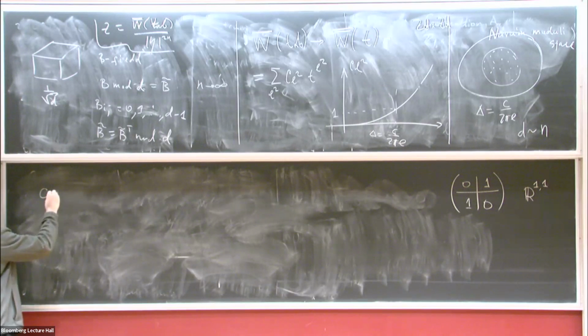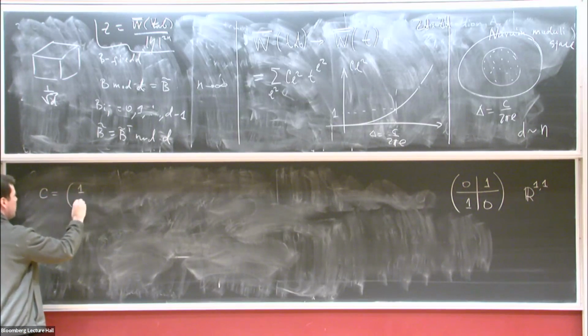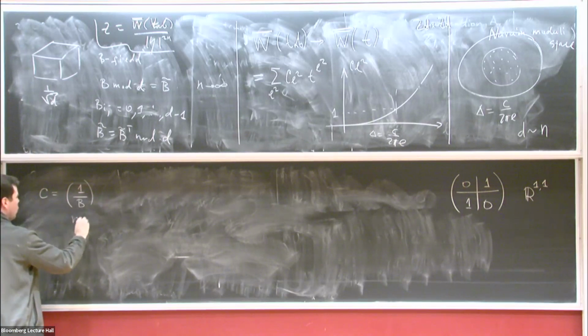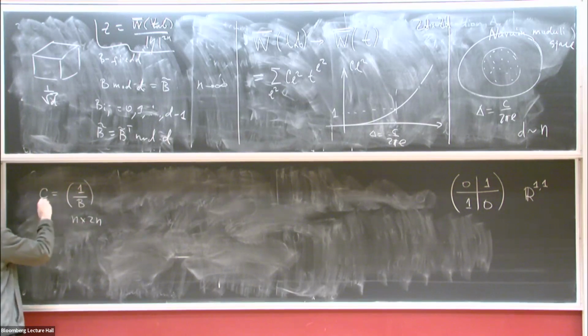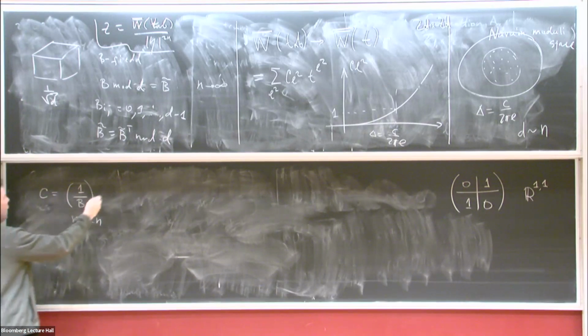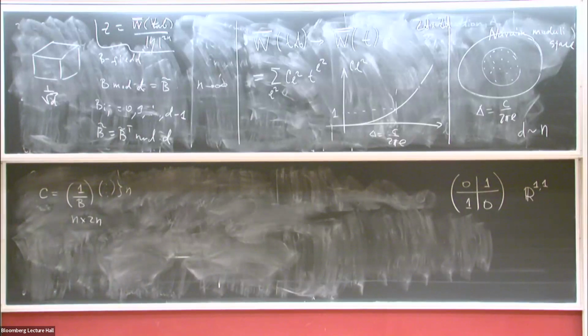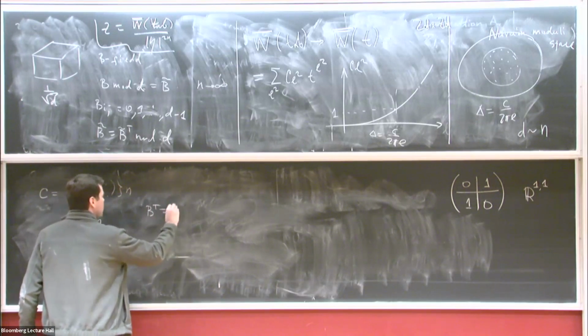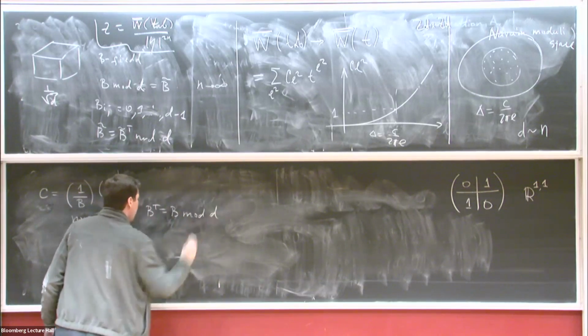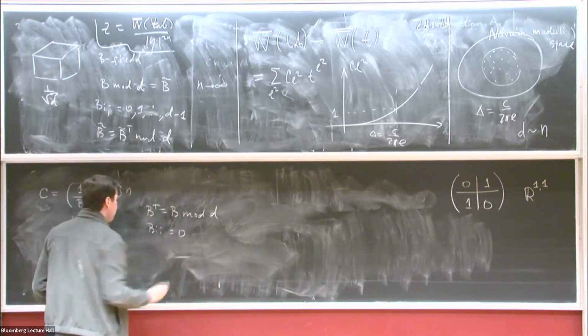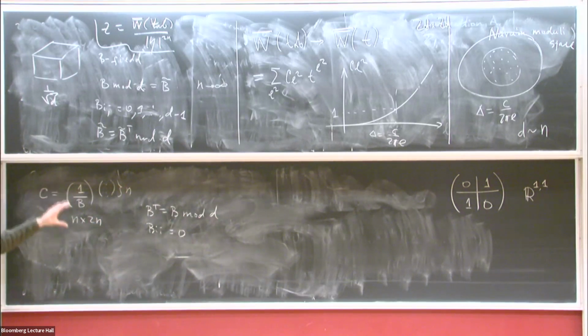The code words, all code words, will be given by the matrix (1, B). This is an n cross 2n matrix, and vector c has length 2n. And here you will have any vector of length n. Okay. And then you generate all vectors of this kind with a B, which is perhaps a random matrix of the kind we discussed. So it could be B transpose equal to B mod D and B_ii equal to 0, but otherwise it's a random matrix. So that defines a code. This is called the code generator matrix.